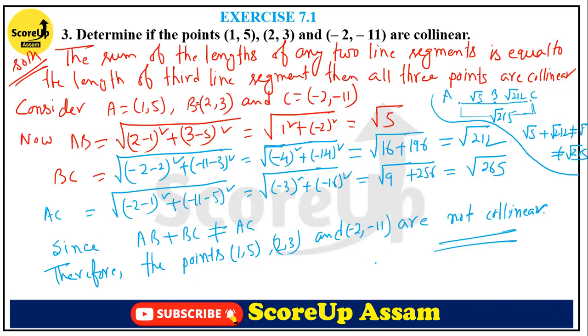I hope it is clear, because if you add root over 5 plus root over 212, it will not be equal to root over 265. Therefore, this is not linear. I hope it is clear. Now let's move on to the next question.